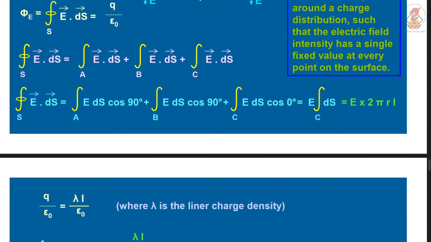Therefore, the answer will be E into integral ds. Cos 0 is 1, so E into integral ds. Therefore, we got only the curved surface area of the cylinder. And integral ds means curved surface area, which is 2 pi RL. Therefore, the equation is surface integral E dot ds equal to E into 2 pi RL.